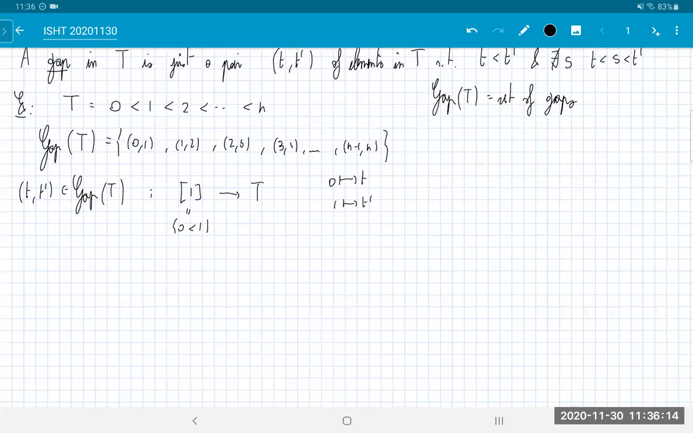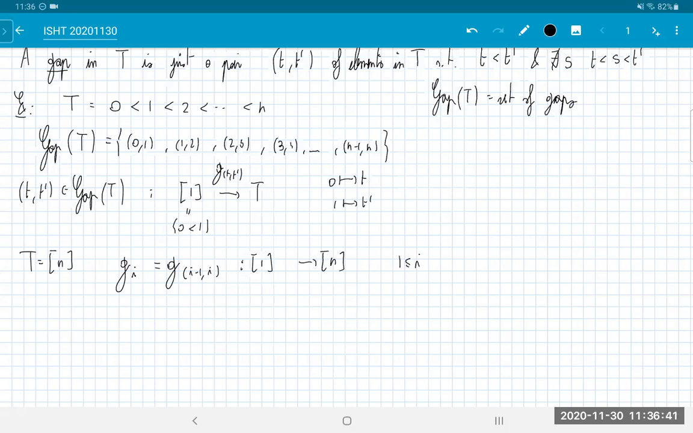And in general, I'll write this map G of T comma T prime. And when T is brackets n, I write G_i for G of i minus 1, i, from 1 to n, and this is well defined for 1 less or equal than i less or equal than n. So why am I doing this? I'm doing this because I'm going to give you a definition.